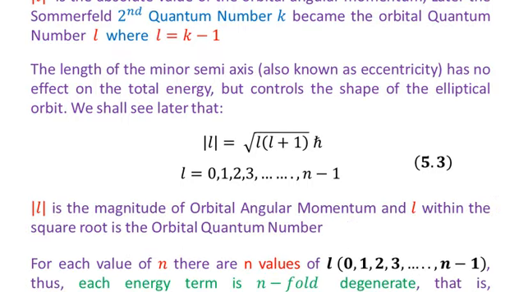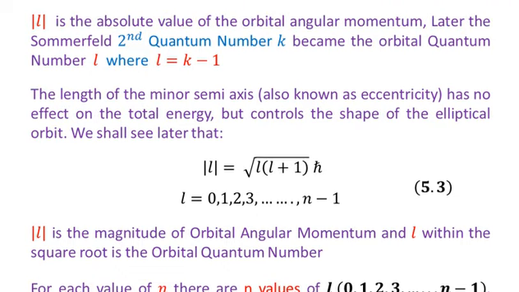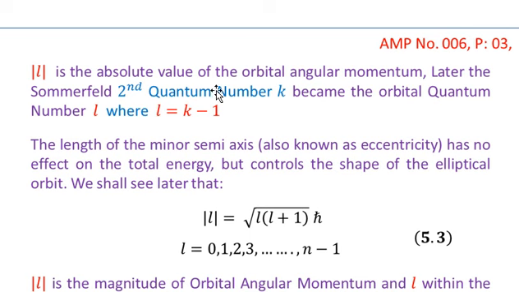Now you see that in atomic physics, we don't talk any further about the quantum number k suggested by Sommerfeld. Instead, we talk about the orbital quantum number L, because the relationship only differs by a value of unity. So L is equal to k minus 1. Instead of talking about the value of k, we shall be talking about the orbital quantum number L through the rest of the atomic physics.